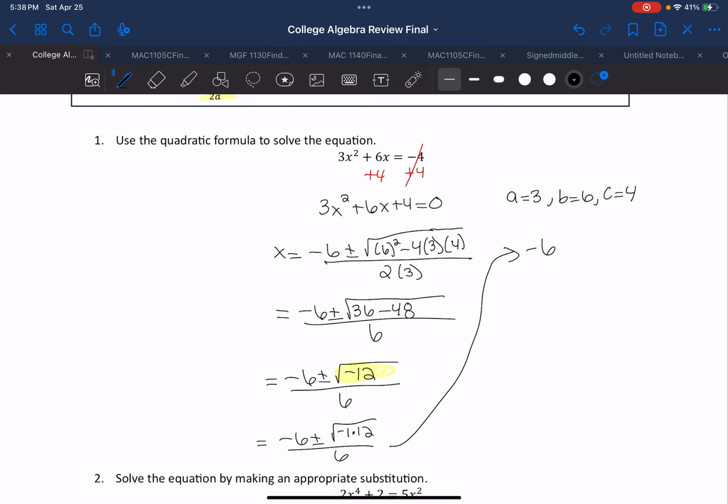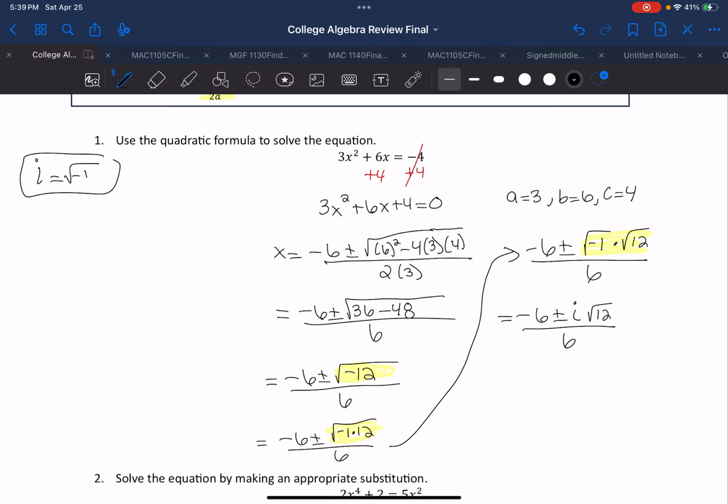Which means that this is equal to negative 6 plus or minus the square root of negative 1 times the square root of 12 all over 6. And the square root of negative 1 is equal to i. So this whole square root of negative 1 is equal to i. So that's another thing you can put on your final or your cheat sheet. So this would be i times the square root of 12 all over 6.